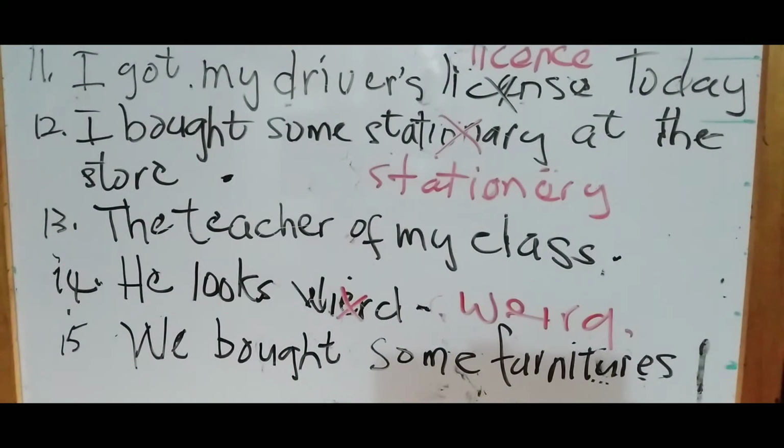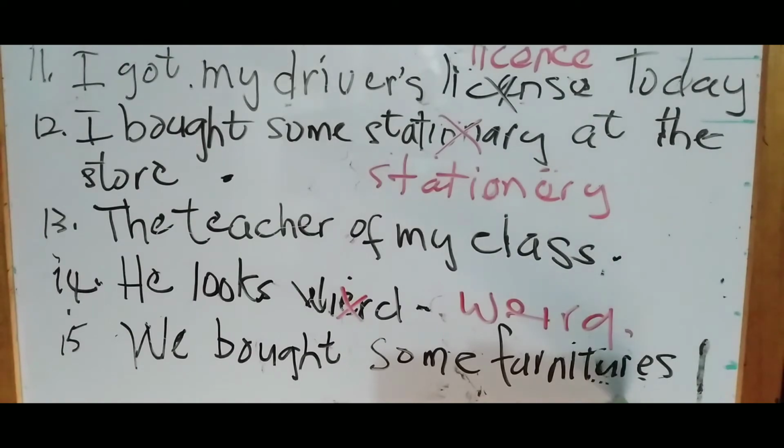All right, and the final one, we bought some furnitures. Okay, what's wrong here? We bought some furnitures. Now, what is wrong here is that furniture is an uncountable noun, and uncountable nouns are always singular. You don't add S to them.